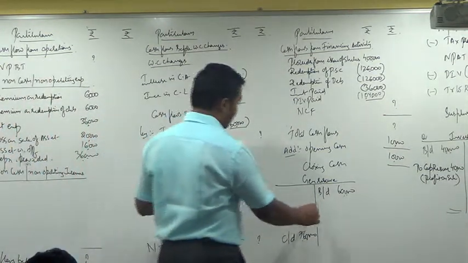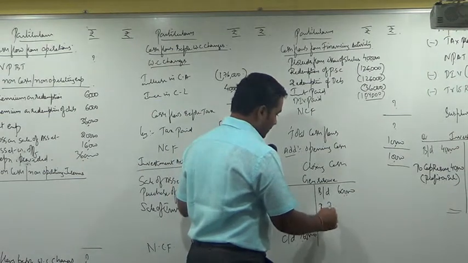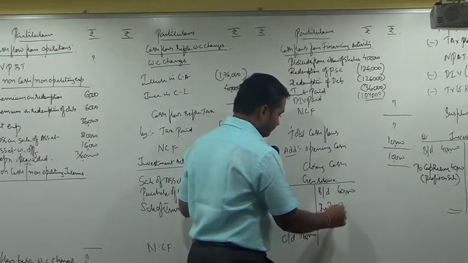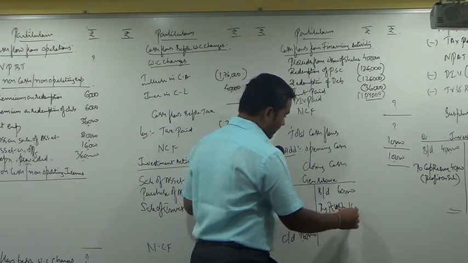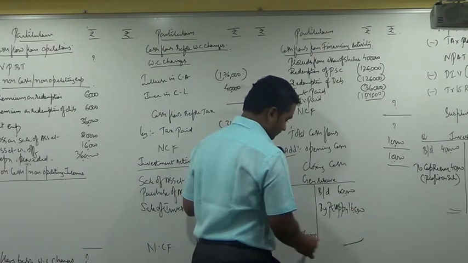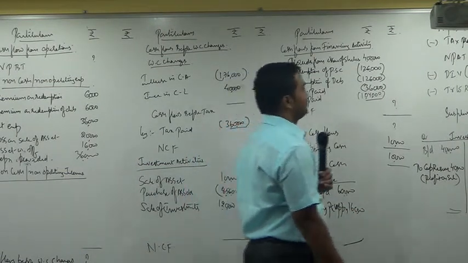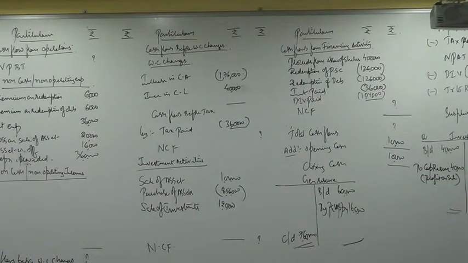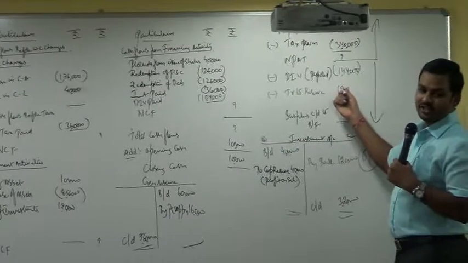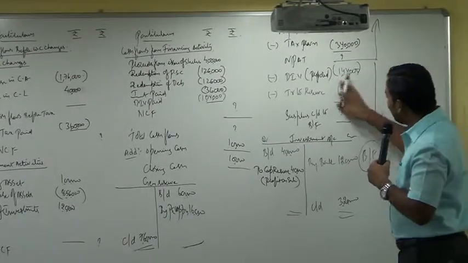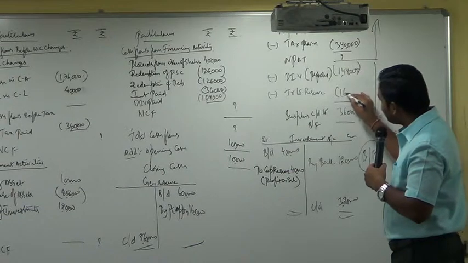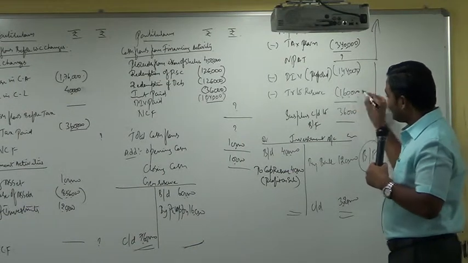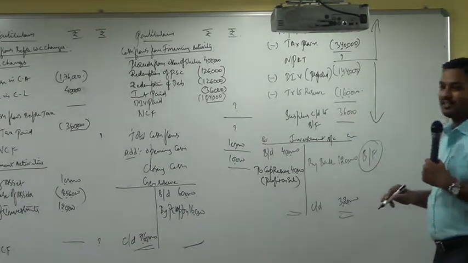So here you write by P&L appropriation, 1,60,000. Look at the board. This working note is waiting. Transfer to reserve. How much was transferred to reserve? 1,60,000. Now everything is complete in this working note.